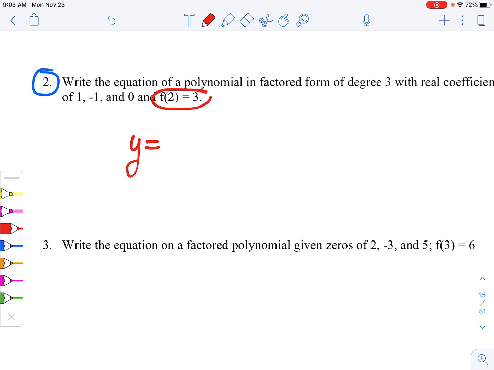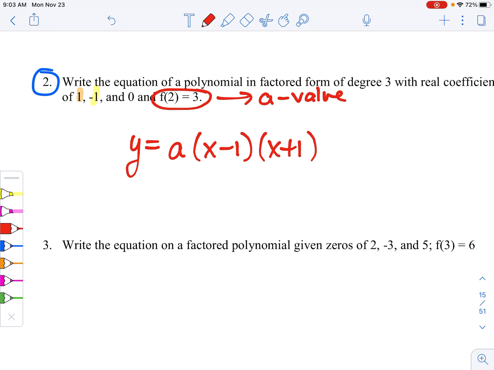And they give us information here, and this is going to be your hint that you need to have an a value. The next thing we want to do is write each of our zeros as a factor. If 1 is a 0, its factor is x minus 1. If negative 1 is a 0, then its factor is x plus 1. And then if we have 0 as a 0, we would have x minus 0.